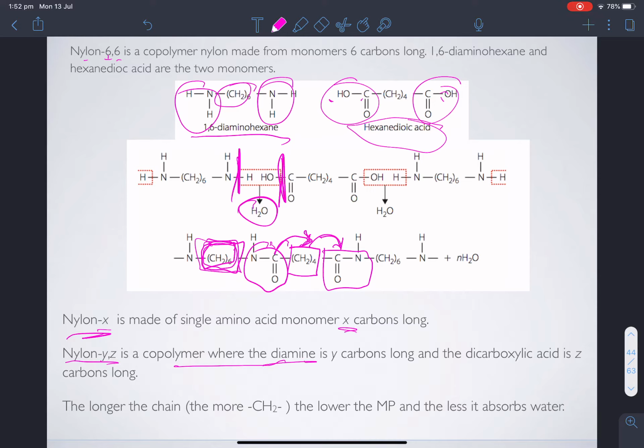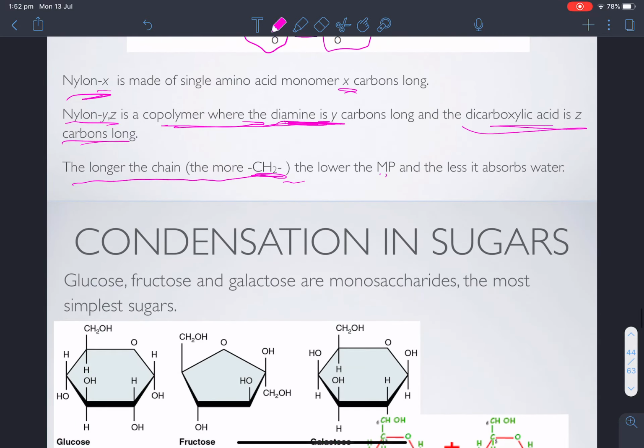So it's a single copolymer where the diamine is Y carbons long and the dicarboxylic acid is Z carbons long. The longer the chain, the more CH2s in between, the lower the melting point and the less it absorbs water.